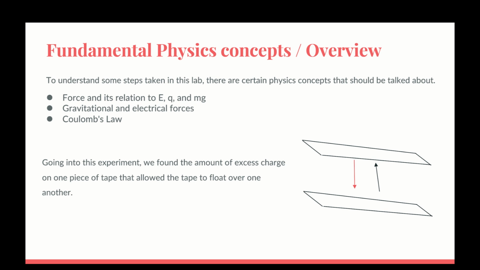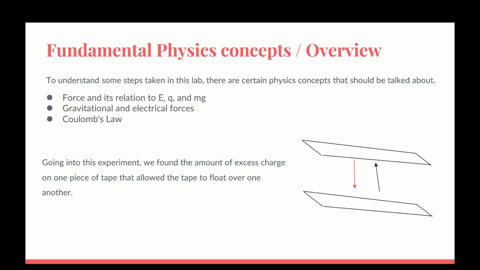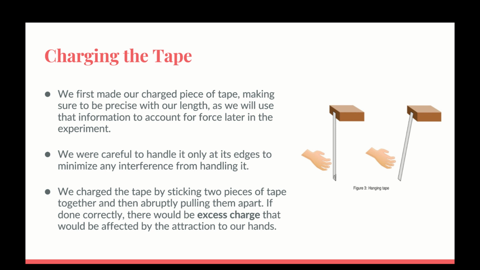Going into this experiment, we found the amount of excess charge on one piece of tape that allowed the tape to float over one another, as we saw in this picture here. Charging the tape, we first made our charged piece of tape by being precise with our length, as we will use this information to account for force later in the experiment. We were extremely careful to handle it only at its edges to minimize any interference from handling it.